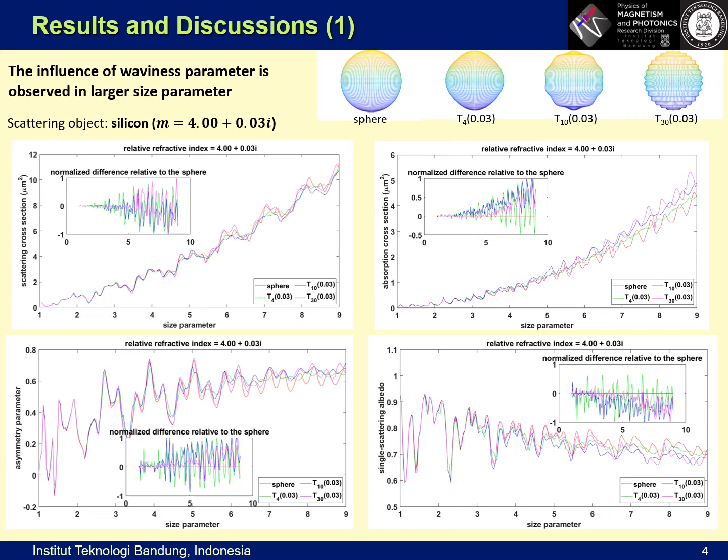From our calculations, we found that the influence of waviness parameter is observed in larger size parameter. In this calculation, we use the properties of silicon as the scattering object. We can clearly see from these plots that when size and waviness parameter increase, the optical characteristic, for example absorption cross-section, increases too.